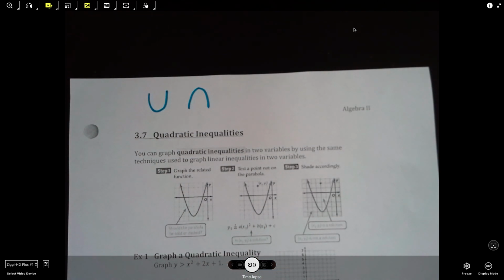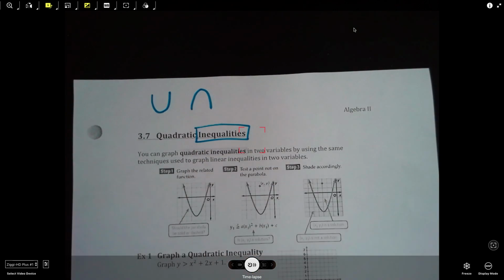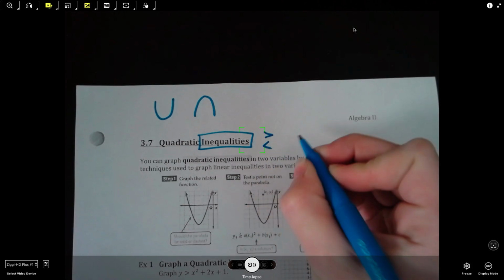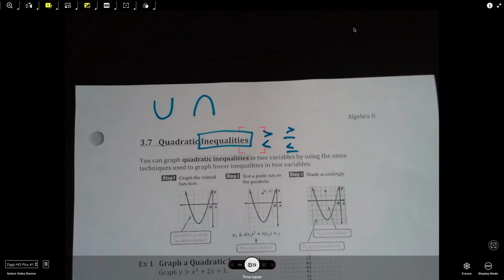A parabola, quadratic. And inequality, what does that word mean? Not equal. So if it's not equal, what is it? What if it's not an equal sign? Oh, greater than, less than. Yeah. It's greater than, less than, greater than or equal to, less than or equal to. Those are the different inequality symbols, okay?